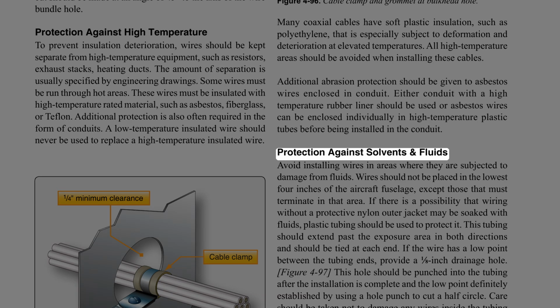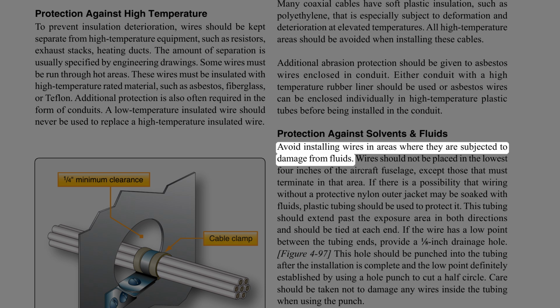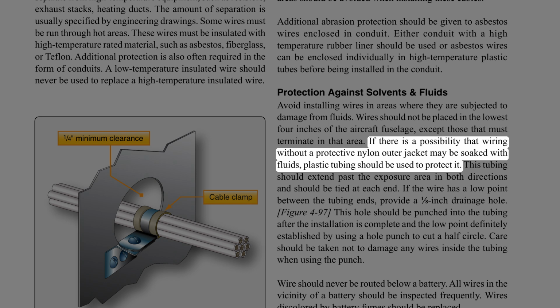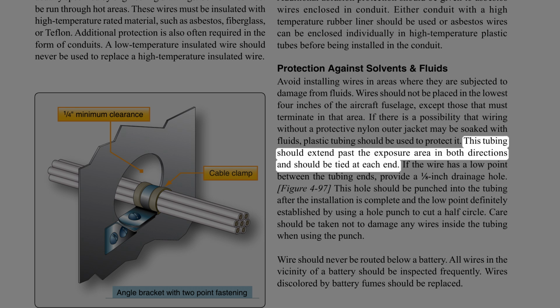Protection against solvents and fluids. Avoid installing wires in areas where they are subjected to damage from fluids. Wires should not be placed in the lowest 4 inches of the aircraft fuselage, except those that must terminate in that area. If there is a possibility that wiring without a protective nylon outer jacket may be soaked with fluids, plastic tubing should be used to protect it. This tubing should extend past the exposure area in both directions and should be tied at each end.